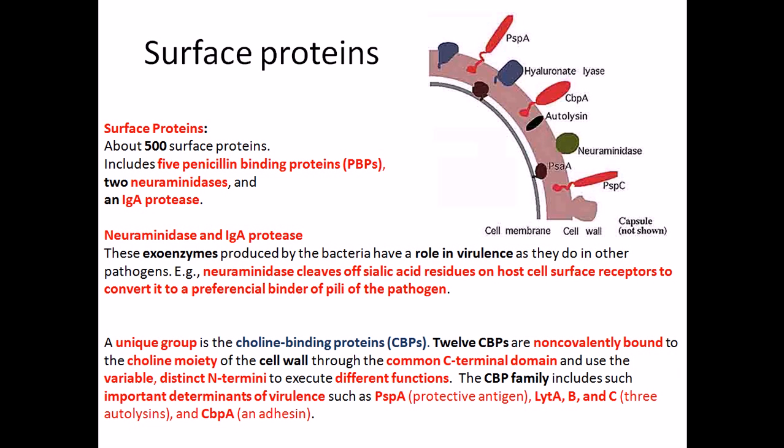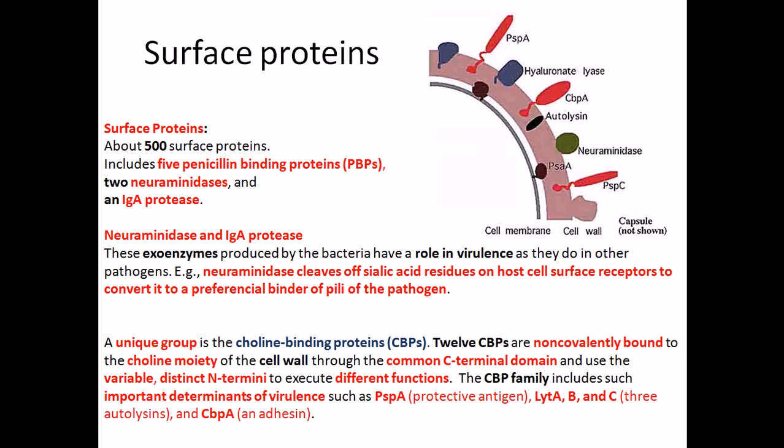Normally these exoenzymes like neuraminidase and IgA protease are synthesized and then embedded onto the cell membrane of the bacteria, and they have a very vital role in virulence. Normally neuraminidase cleaves off the sialic acid residues on the host cell receptors to convert them to a preferential binding site for the pili of the pathogen. Because if this sialic acid residue is present on the surface of the host cell, it is normally difficult for the bacterial pilus to bind and adhere to it. To remove this difficulty, they cleave this sialic acid out.